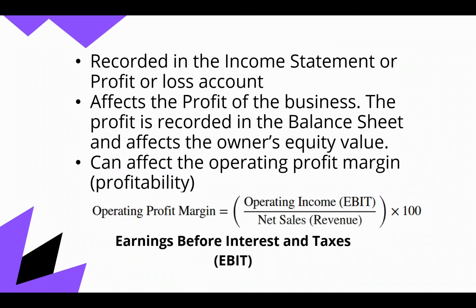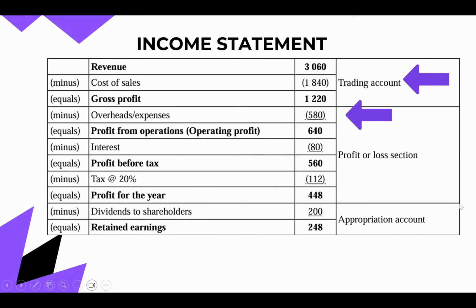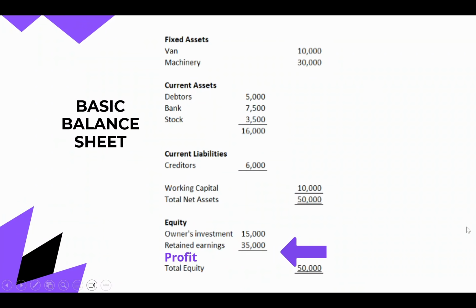Now, revenue expenditure affects the profit of the business. This profit is recorded in the balance sheet and affects the owner's equity value. Now, this profit that we calculated by using our income statement is then transferred to my balance sheet. So here where this purple arrow is, as part of owner's equity, I will have profit.